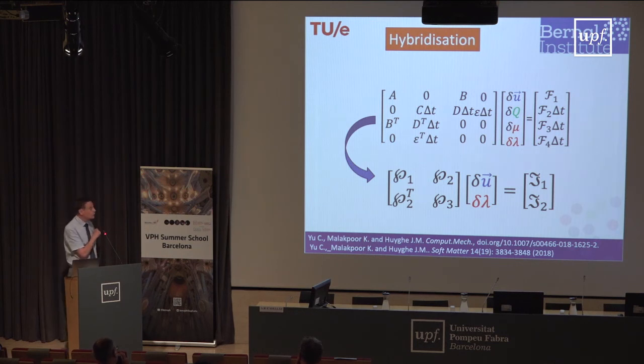But now we do a further trick, and that's what is called hybridization, where you eliminate the q and the mu element by element, and what you're left with is displacement and these Lagrange multipliers. Now, what are the Lagrange multipliers? They are along those edges. They are basically the pressure in normal poroelasticity, or the chemical potential if you include the swelling.